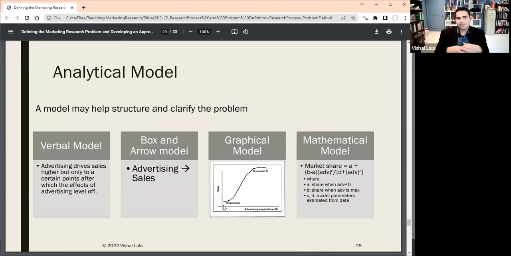An analytical model might help some get a better grasp on the problem. This might be structured as a verbal model, like advertising drives sales higher, but only to a certain point, after which the effects of advertising level off. Could be box and arrow model, or it could be a graphical model. The graphical model is showing you as advertising goes up, sales go up rather slowly, then they pick up and the graph almost becomes vertical until threshold B, at which point the sales will level off.